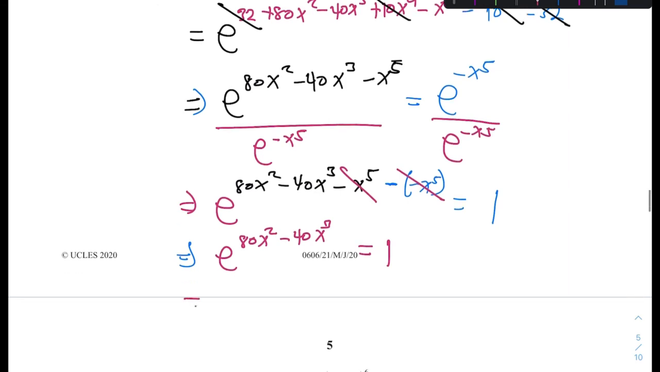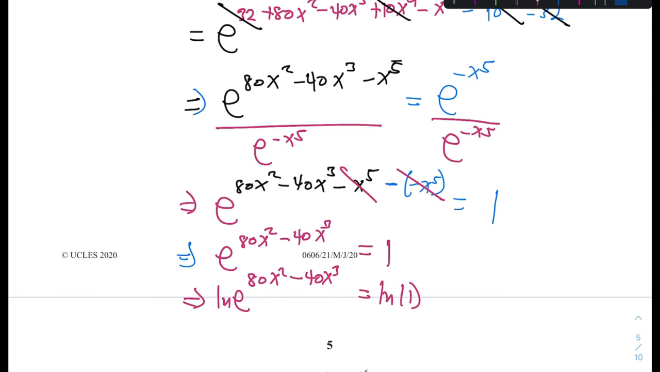You can even take the ln of both sides. So we have ln e, this is equal to ln 1. And ln 1 is actually 0. You can confirm that on the calculator.